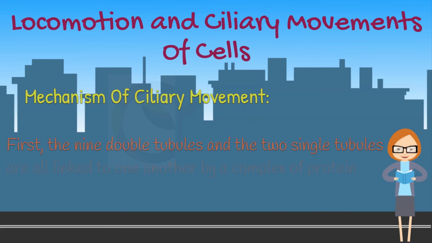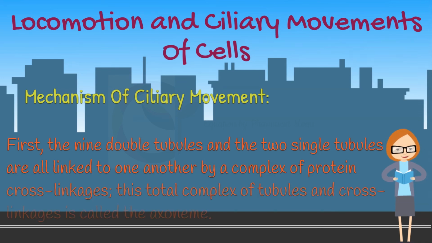Upcoming is, what is the mechanism of ciliary movement? Although not all aspects of ciliary movement are clear, we do know these. First, the 9 double tubules and the 2 single tubules are all linked to one another by a complex of protein cross-linkages. This total complex of tubules and cross-linkages is called the axoneme.